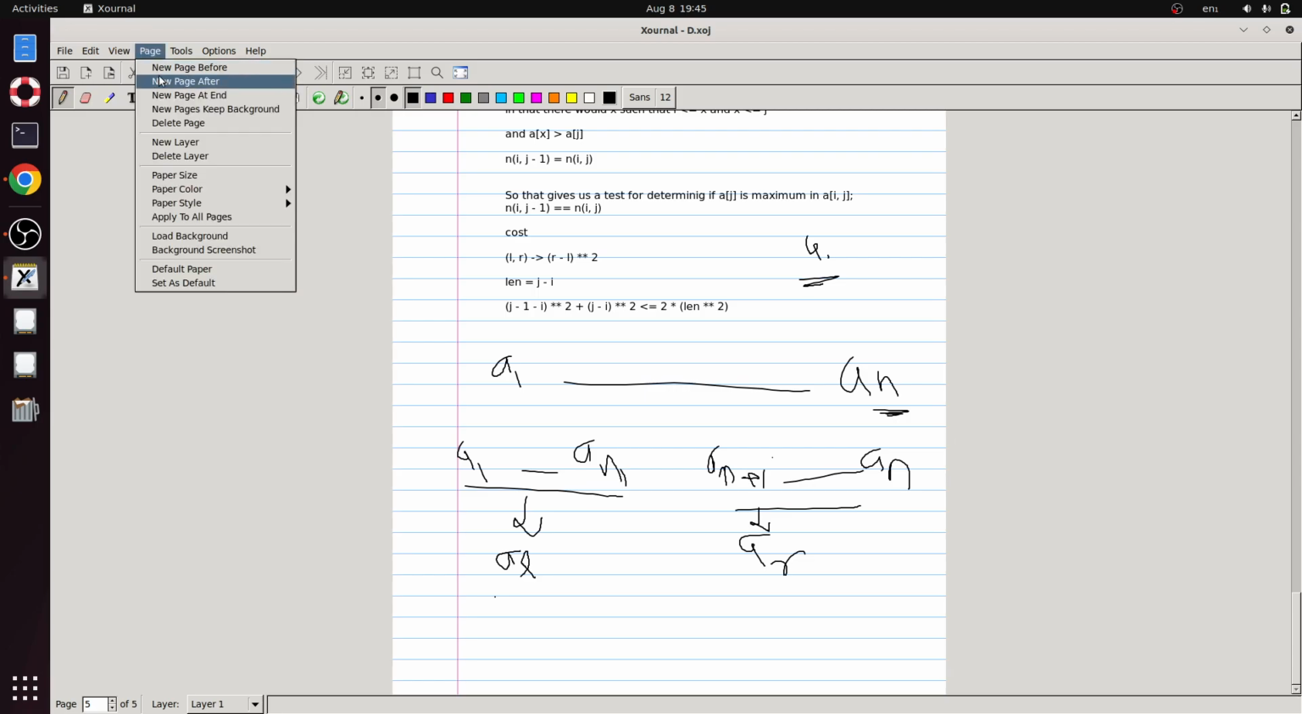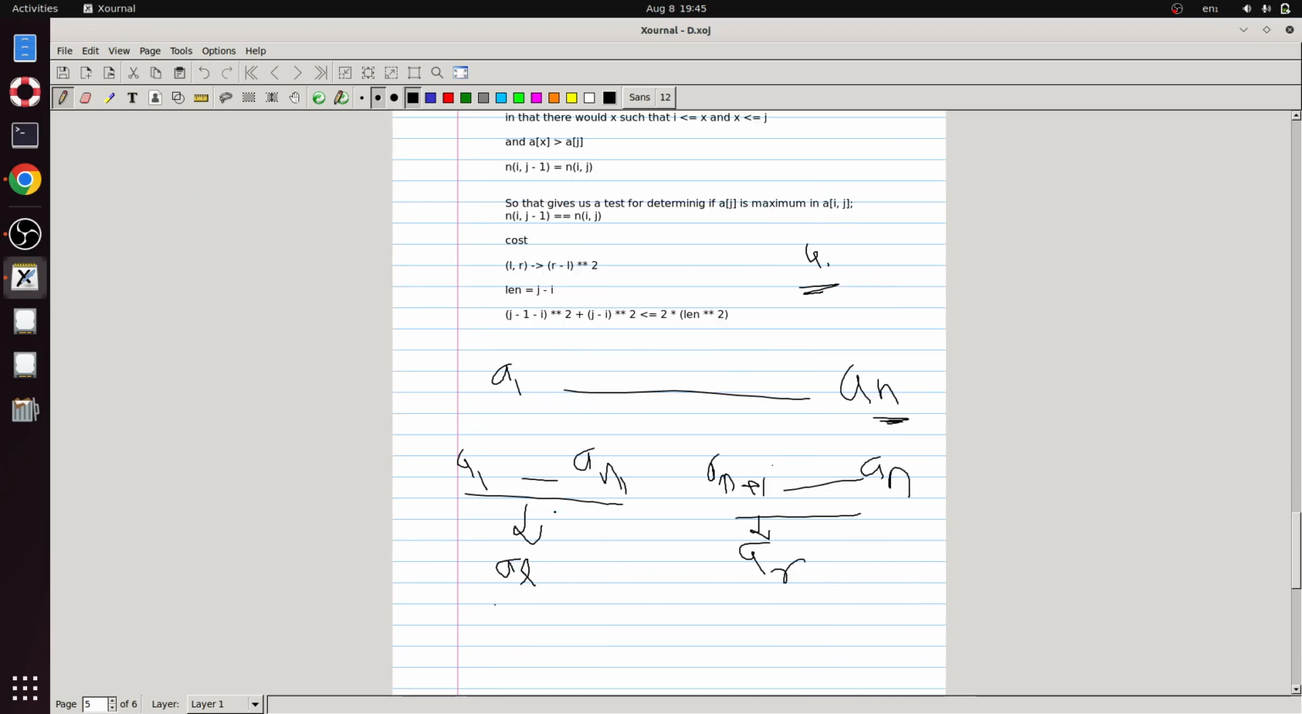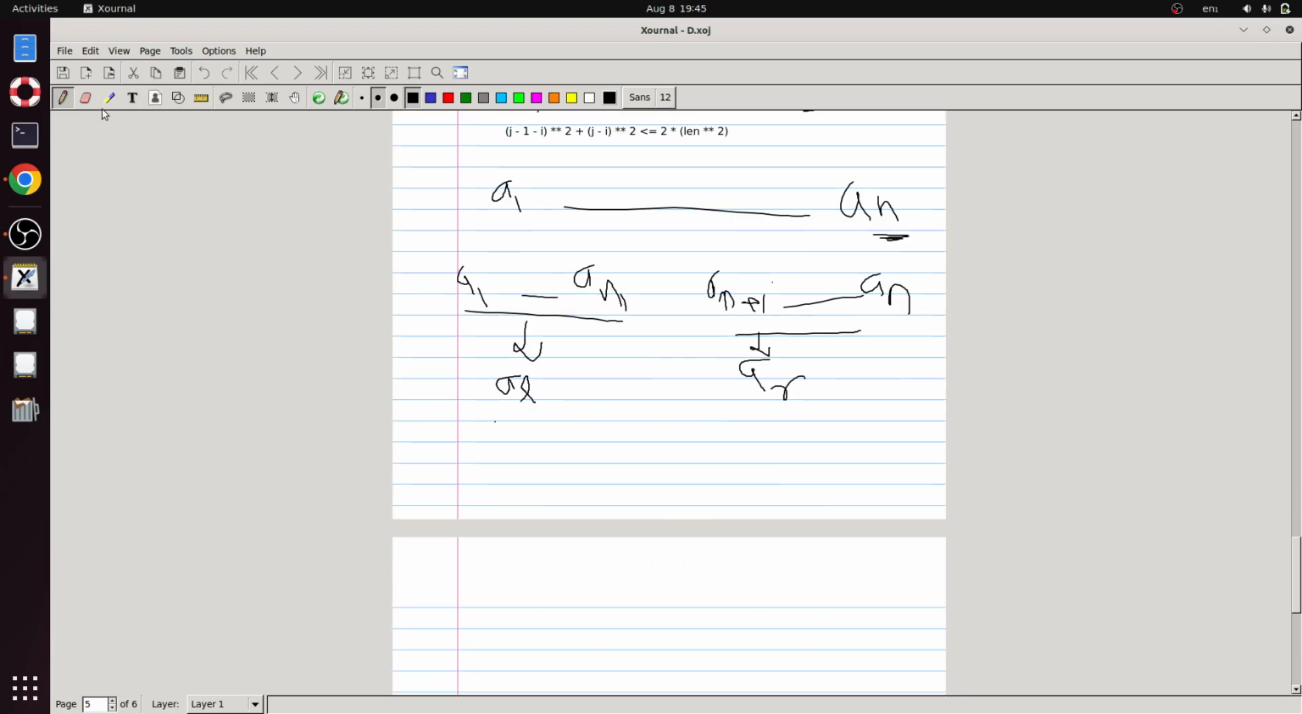So what you can do now is use the algorithm that we have developed here to check which one of them is maximum. You basically make two queries. You make a query from L till R and check if it's equal to the query from L till R minus 1. If it is, then the maximum is A of R, otherwise A of L is maximum.